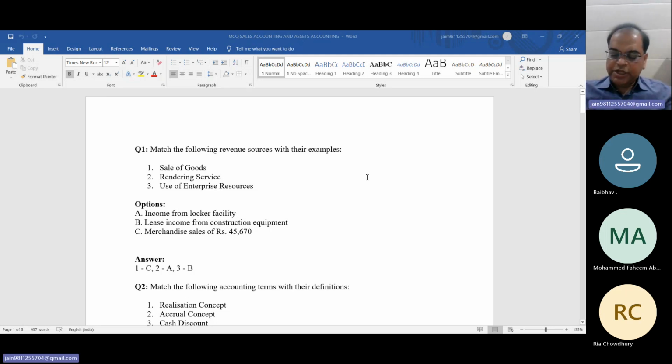Now, what we have done in the last class, up to the sales accounting. So just go through some of the multiple choice questions of the sales accounting chapter. Then we will start the next topic, assets account. Clear?